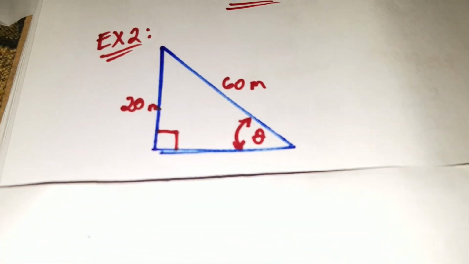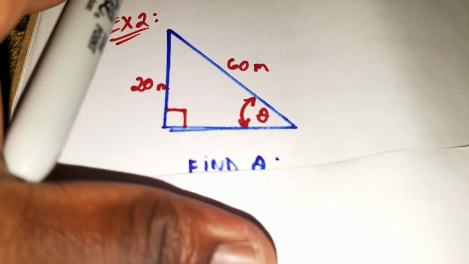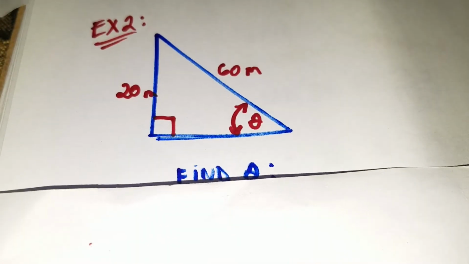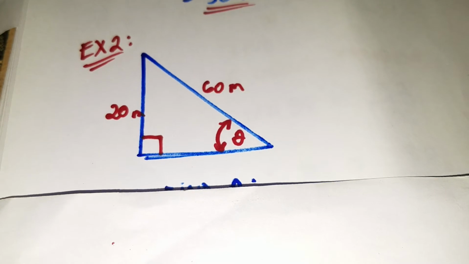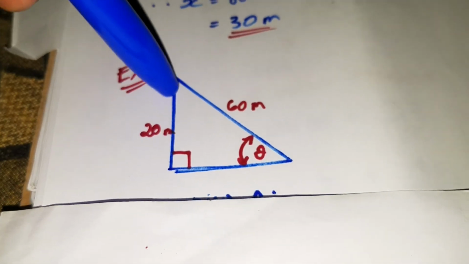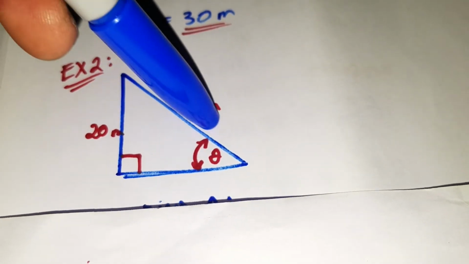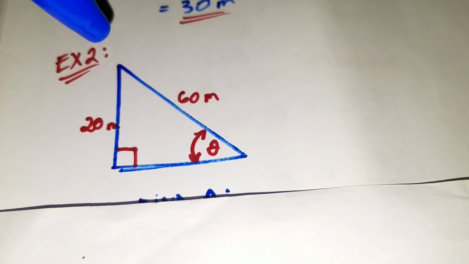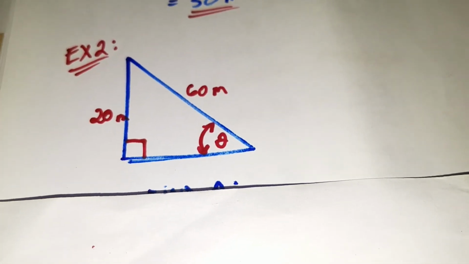In example 2, we want to find the unknown angle, theta. Now let us see the reference lines. We have one reference line of 20, and 20 is the opposite to theta. And then we have 60 being the hypotenuse. So therefore, opposite and the hypotenuse once more is sine.